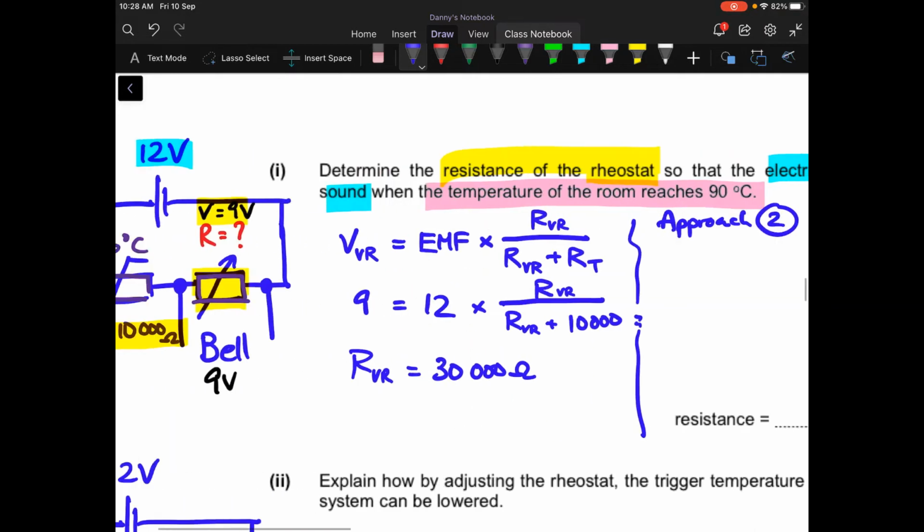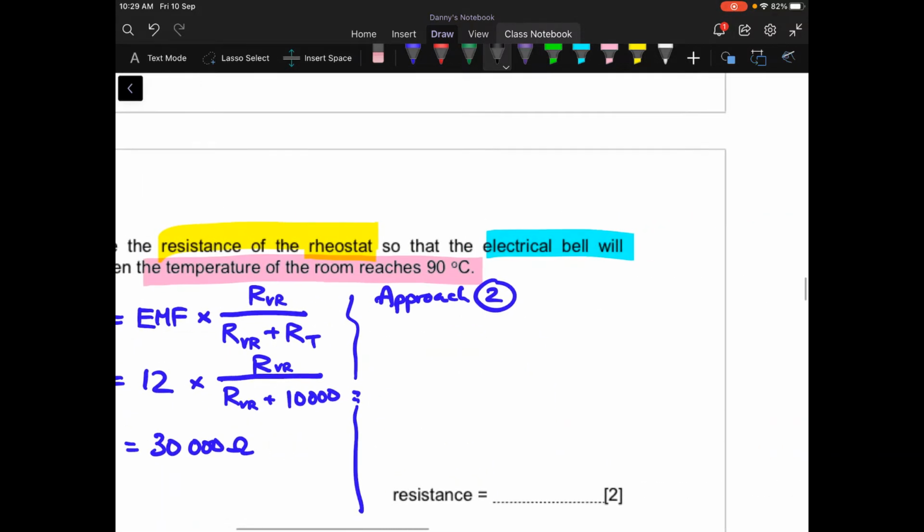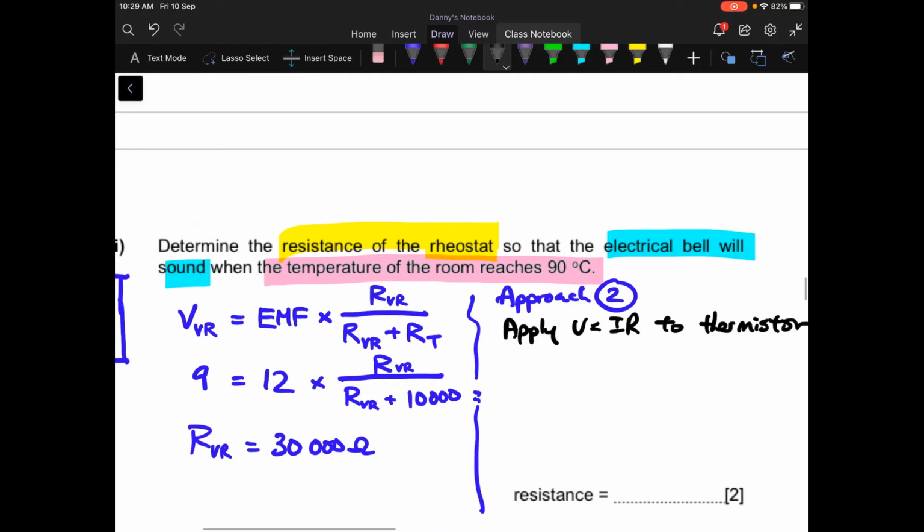The second method, it is a bit more lengthy. Because it is a series circuit, basically this current here is going to be the same when it flows through the thermistor and the variable resistance. So we can find this first, because you know that it is going to be the same. So we can first apply V equals to IR to the thermistor.